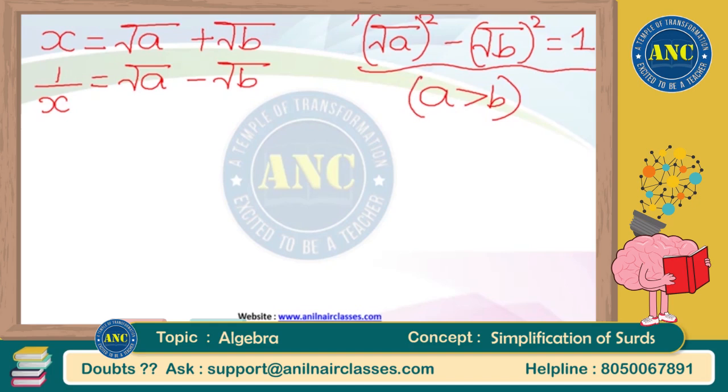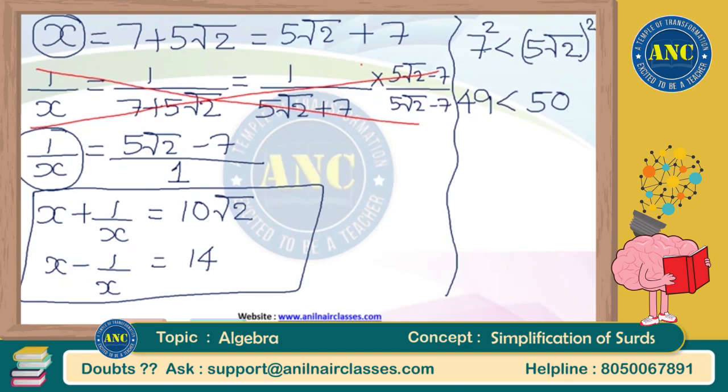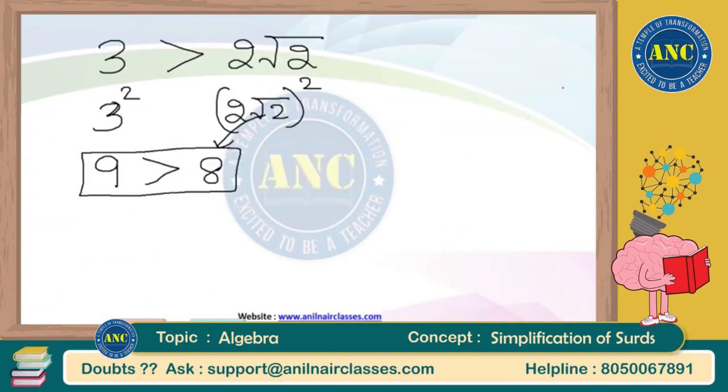Sir, where is it which we have studied in our previous two examples? We have studied, sir, root a whole square is nothing but 5 root 2 whole square. Root b whole square is nothing but 7 whole square. The difference between these two is 1. That is the reason I am teaching the same thing.